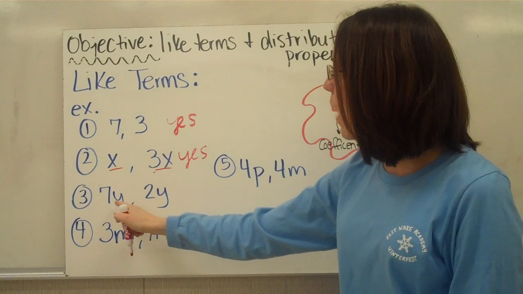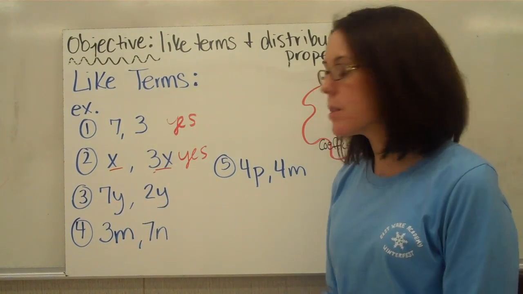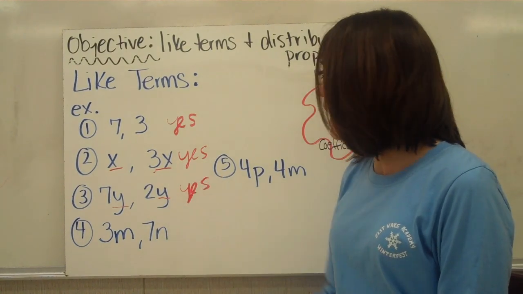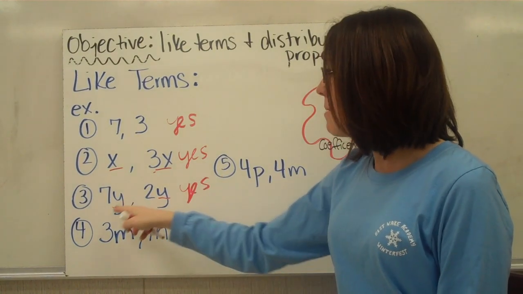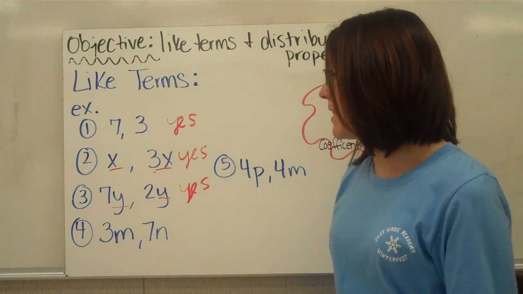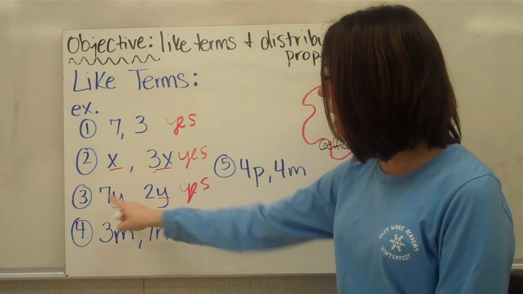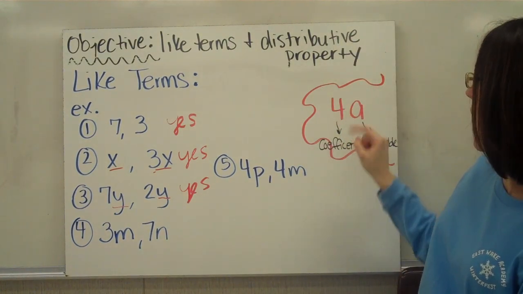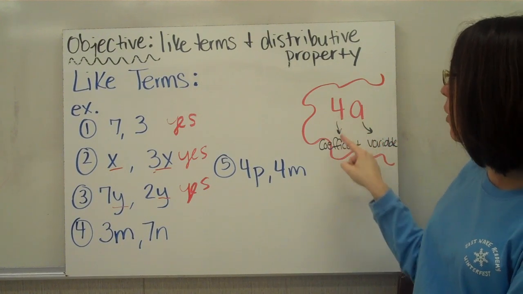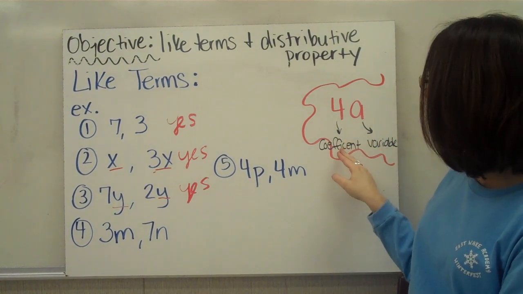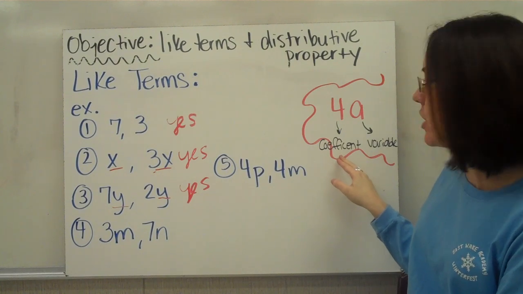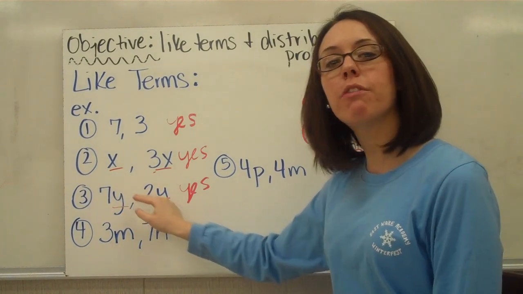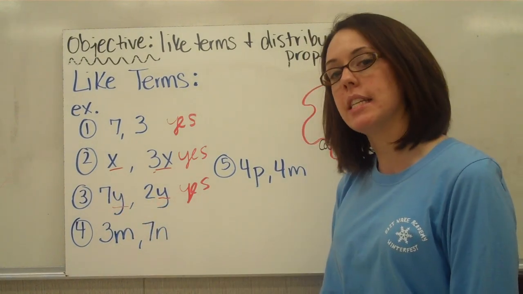Number 3, 7y and 2y. Are these like terms? Well, they both have y's, so yes, those are like terms as well. They both have the same variable. It doesn't matter what the number in front of the variable is. If you'll remember, when we have 4a, the variable is a and 4 is the coefficient. So the number in front of a variable is called a coefficient. Here the coefficient is 7, here it's 2. Again, it doesn't matter if the coefficients are different because the variable is the same.